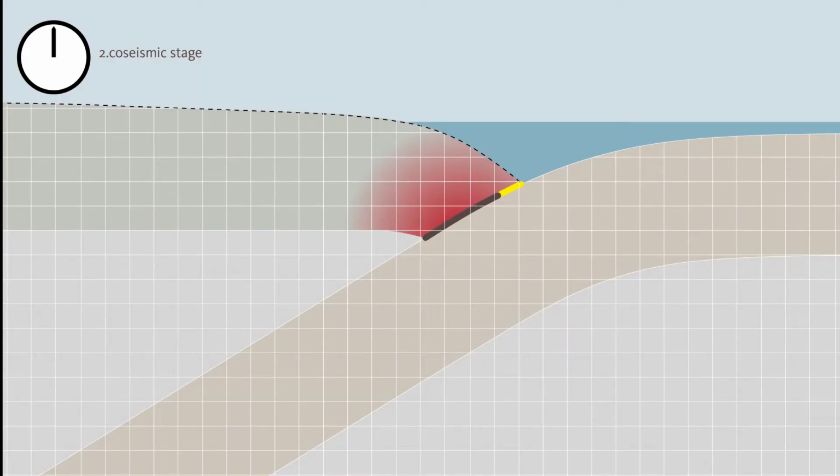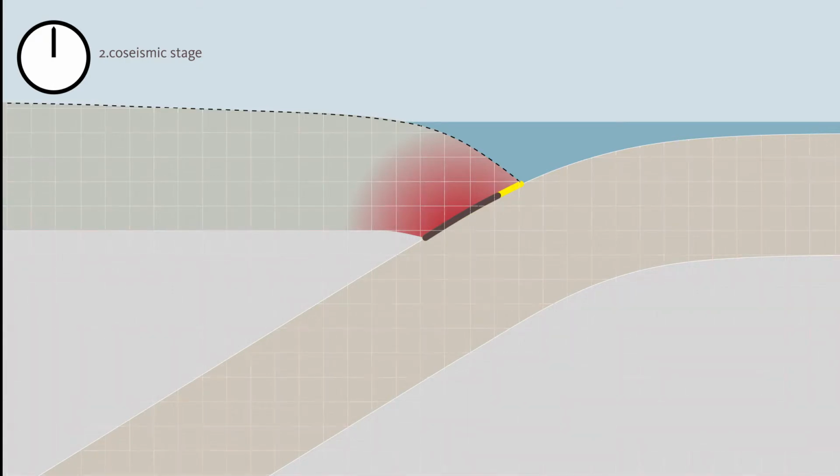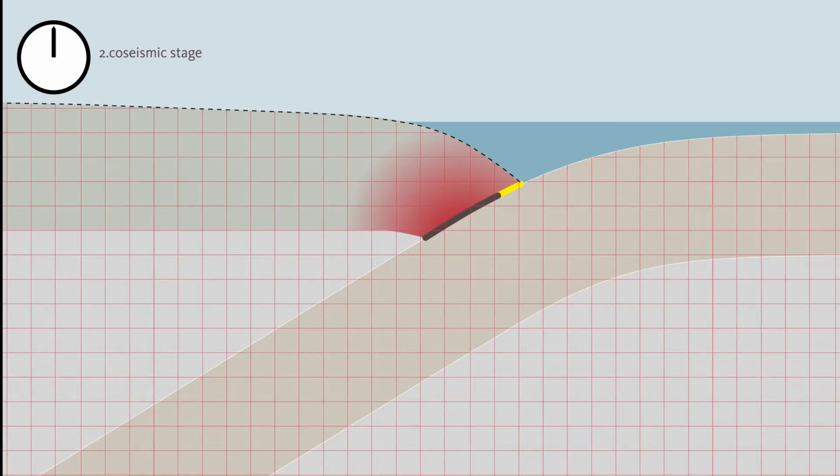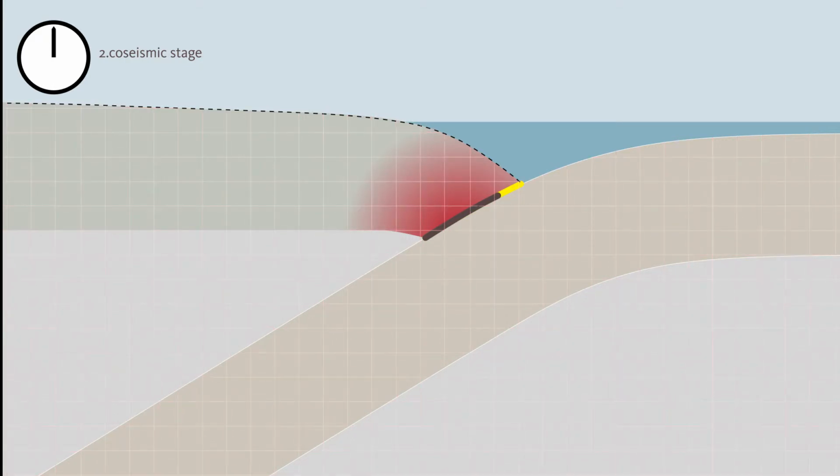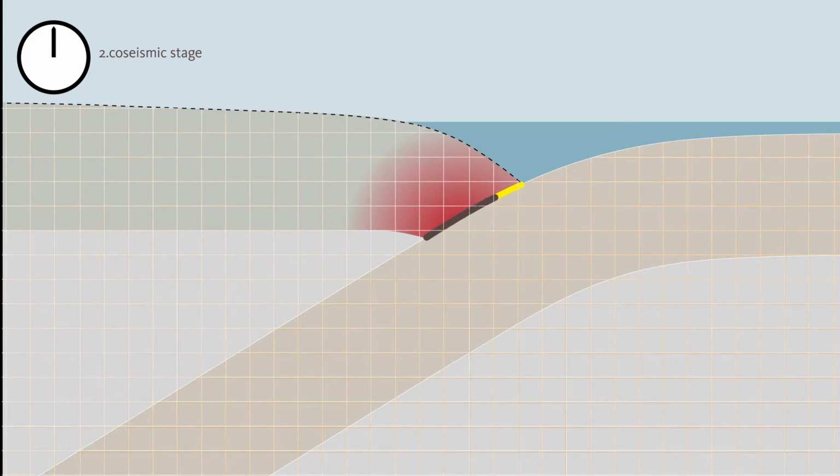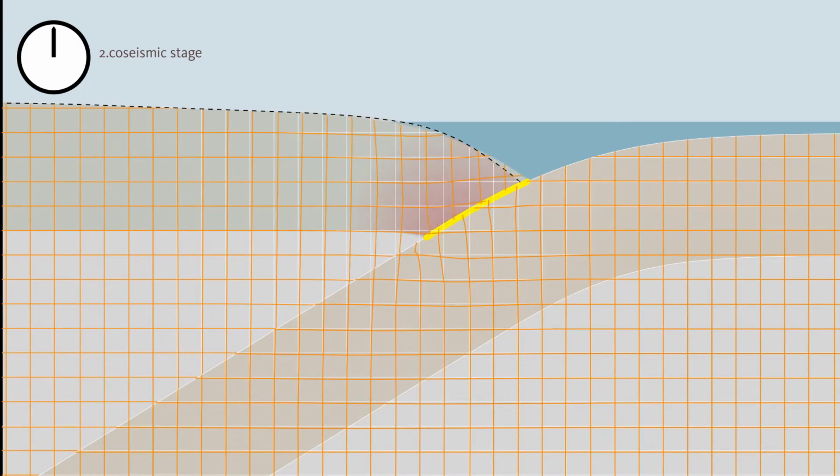Let's see the earthquake again, but now focusing specifically on the deformation within the Earth. The regular grid here represents the state of the subduction system immediately before the earthquake. As you saw earlier, the overriding plate slides over the subducting plate during the earthquake, perturbing the grid.